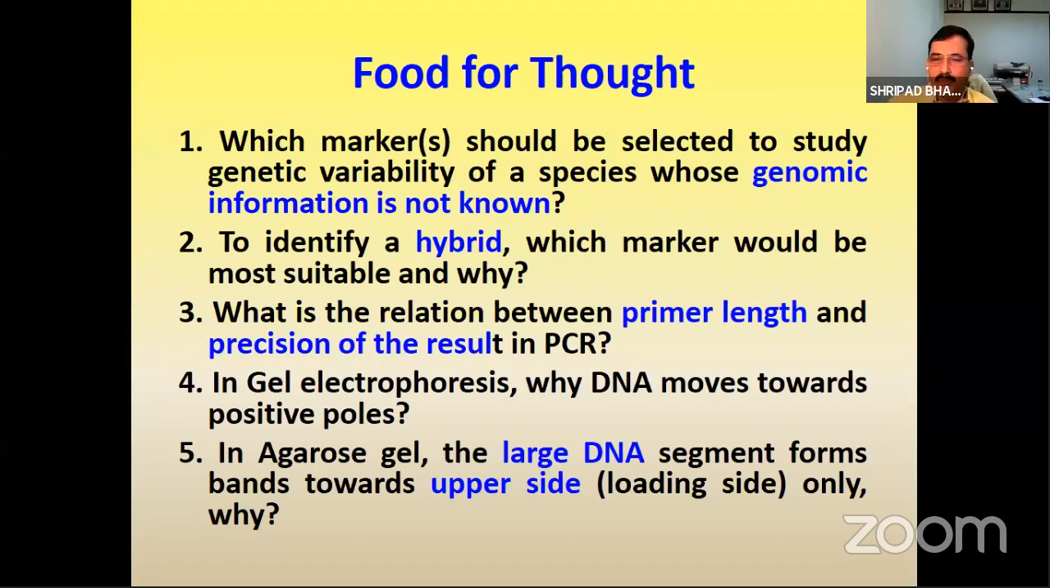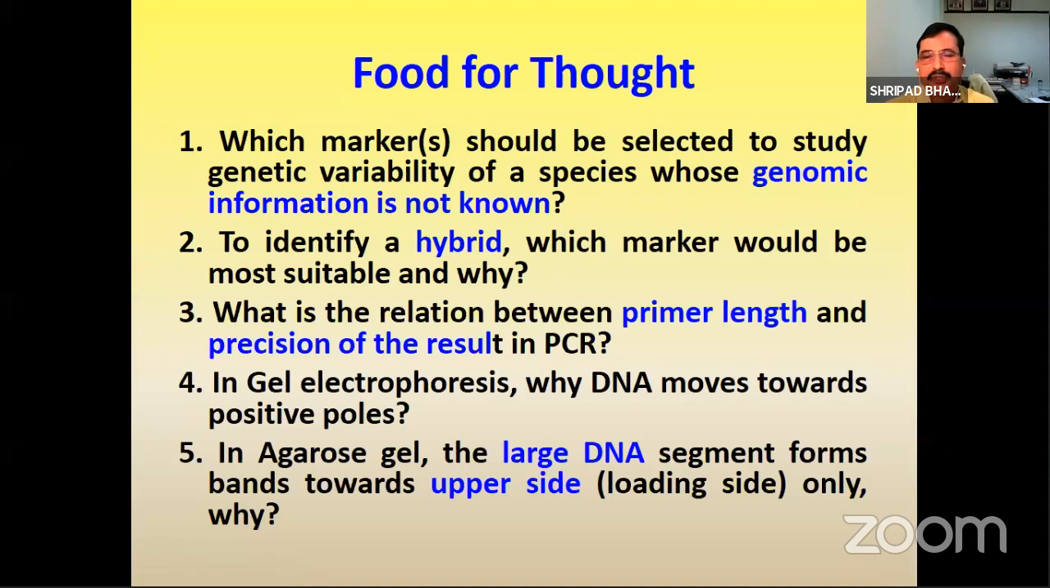The first thing you can think about: which marker or markers should be selected to study the genetic variability of a species whose genomic information is not known. You have no information. It's a new variety, a new crop species I am giving you, a new animal I am giving you. Then which marker system will you use to study this genetic variability?